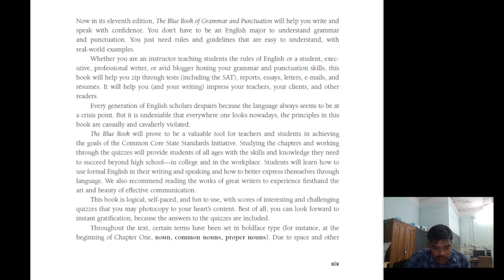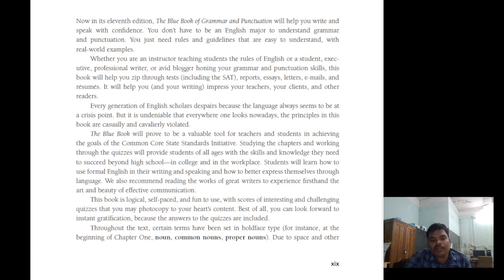This book is logical, self-paced, and fun to use, with scores of interesting and challenging quizzes that you may photocopy to your heart's content. Best of all, you can look forward to instant gratification because the answers to the quizzes are included.